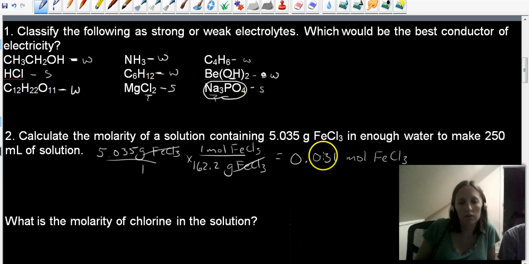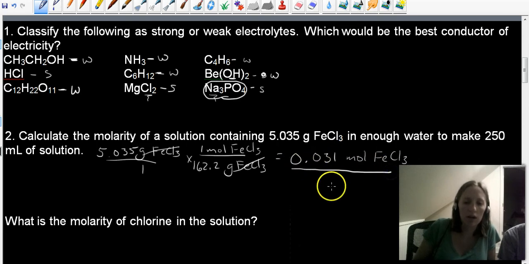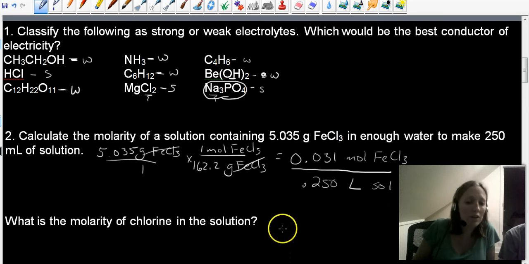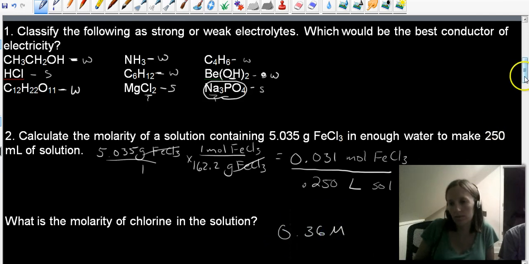And with 250 mL of that, you've got to remember that the molarity is moles over liters. So that's going to be this many moles divided by the number of liters that 250 is, which is 0.250 liters of solution. And you divide that out and you get 0.12 molar iron 3 chloride. And then what is the molarity of chlorine in that solution? You need to remember there's thrice as much chloride as there is iron chloride. So that's going to be 0.36 molar. Okay, that's 1 and 2.